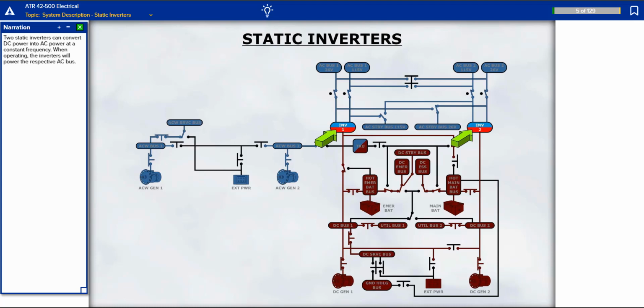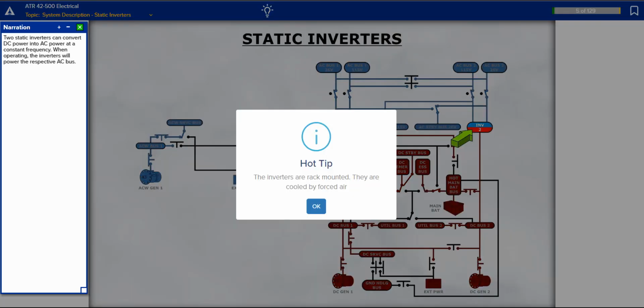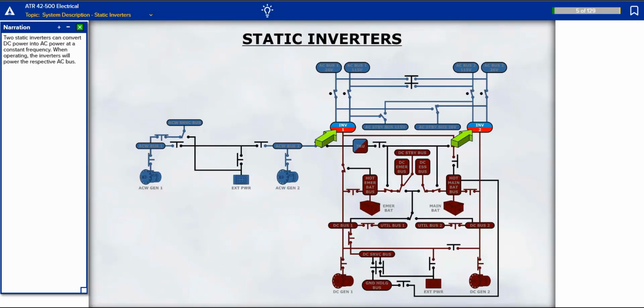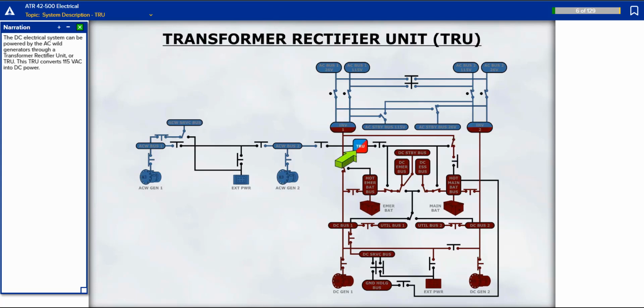Two static inverters can convert DC power into AC power at a constant frequency. When operating, the inverters will power the respective AC bus. The DC electrical system can be powered by the AC wound generators through a transformer rectifier unit, or TRU. This TRU converts 115 volts AC into DC power.